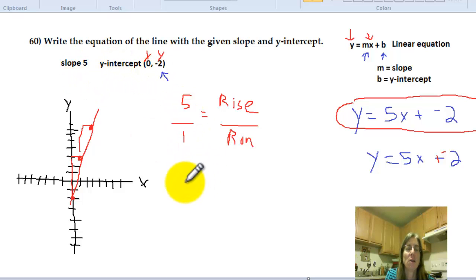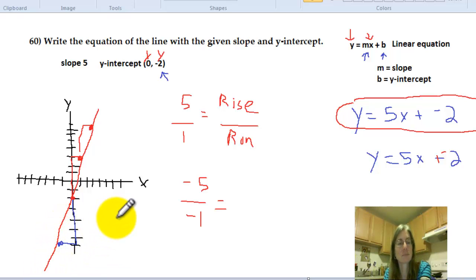Now, if you made these numbers both negative, it would still be the same. You could also walk down 1, 2, 3, 4, 5, and over -1, and that would be a point on the line. Then we would just extend our line through that point, because negative over negative is a positive, so -5 over -1 is still just a positive 5. And that's a nice little trick.